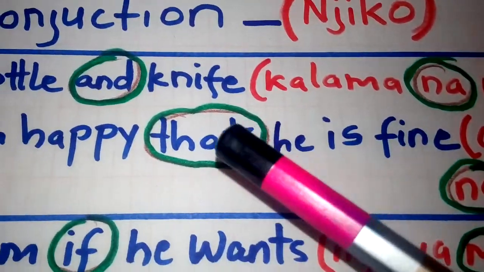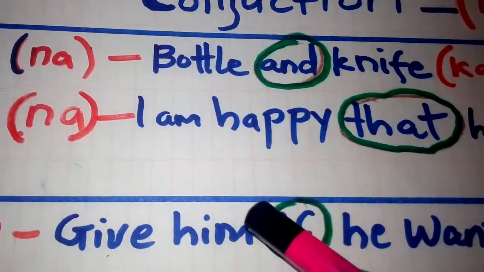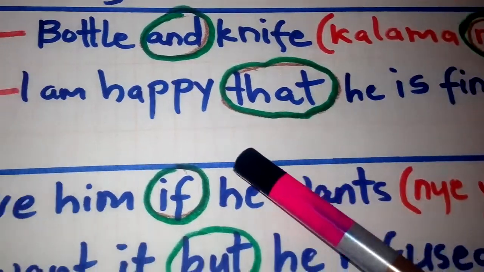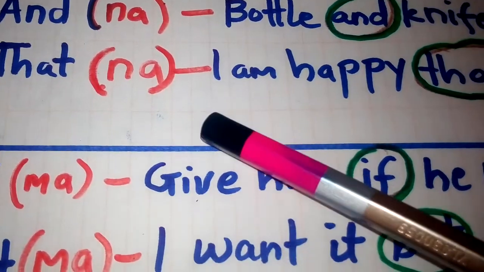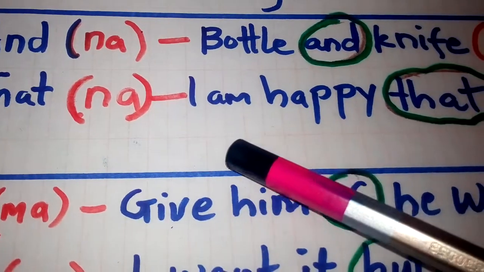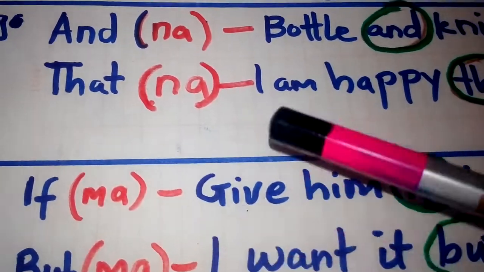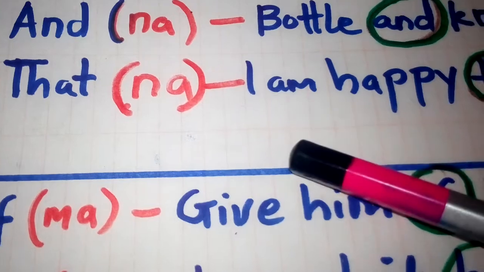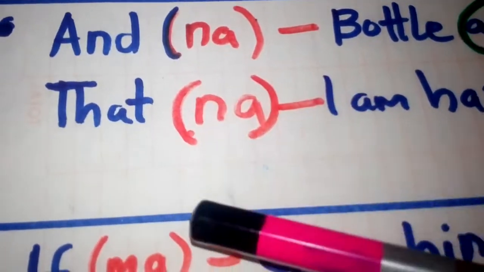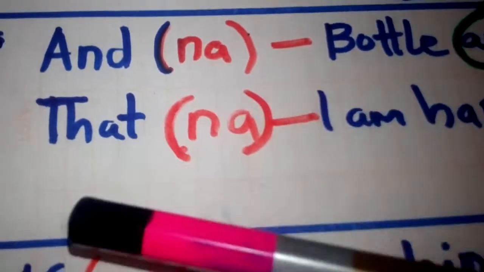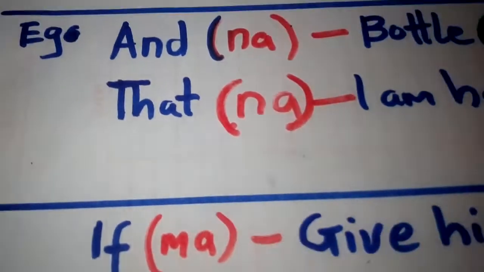Okay, so in this note, let me show you examples. The conjunctions I'm having here are the ones that have Igbo names. So I'm concentrating on the Igbo language. Here we have na. This 'and' is na in Igbo language. So na, or 'that'.